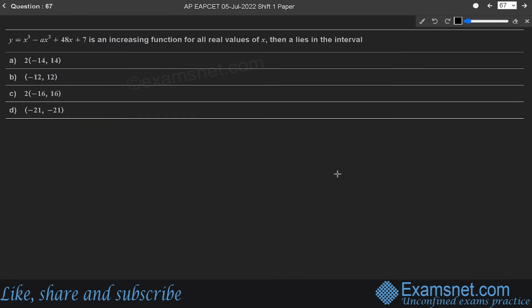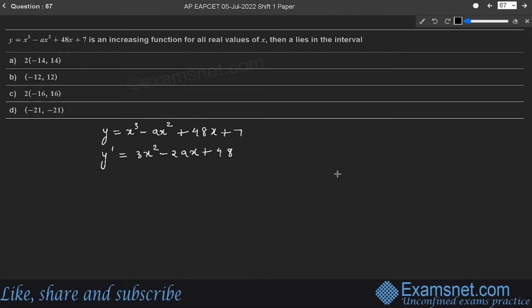Next question is y is equal to x cube minus ax square plus 48x plus 7 is an increasing function for all the real values of x, then a lies in the interval. We have to find the interval in which a lies. An equation is given here. So first let us find its derivative. Y dash will be equal to 3x square minus 2ax plus 48.